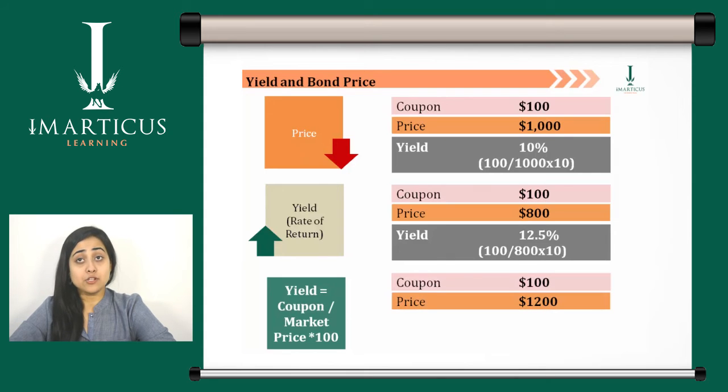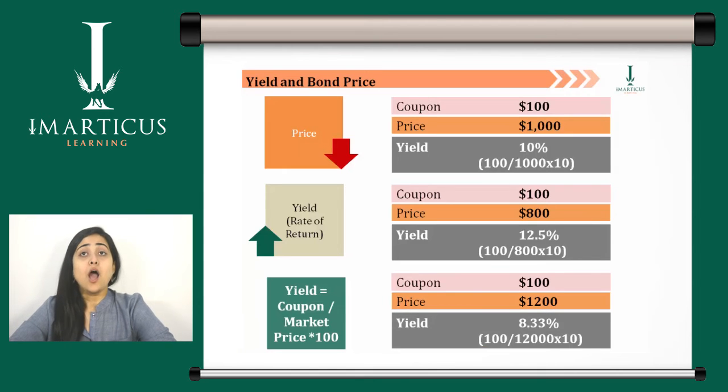If the coupon is $100 and the market price is $1,200, then the yield will be calculated as 100 divided by 1200 multiplied by 100, which is equal to 8.33%. In all three scenarios, what we notice is that in case the price of the bond goes down, the yield goes up. That's because the coupon of a bond is always paid on the principal amount that the bond was issued in the market, irrespective of its current trading price.